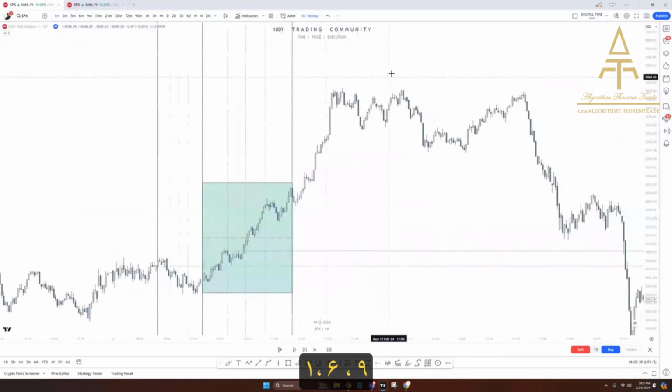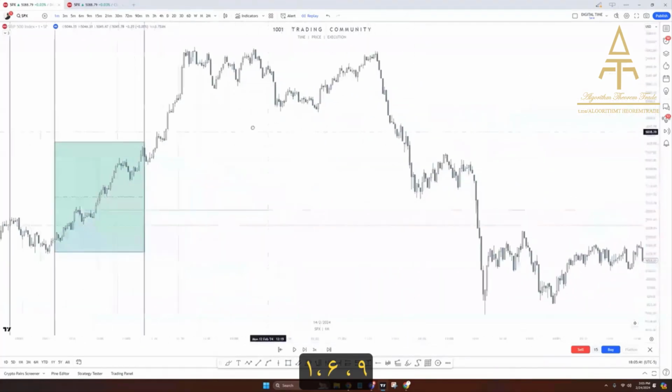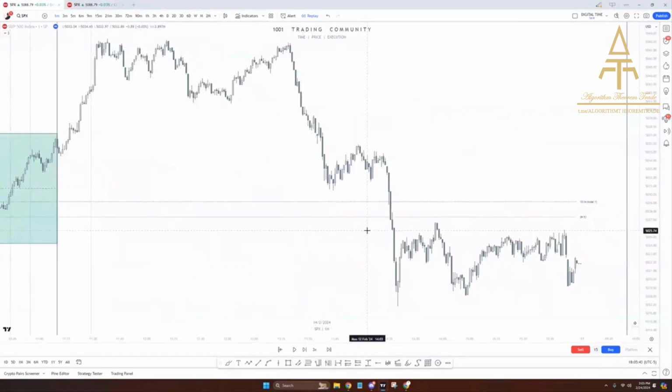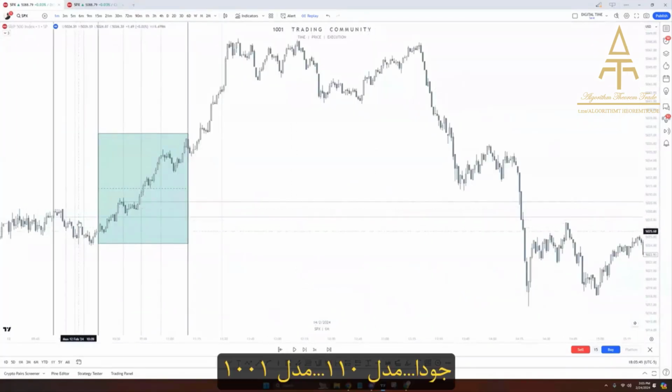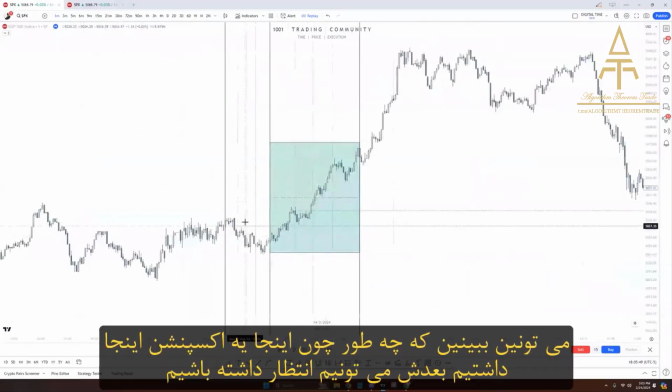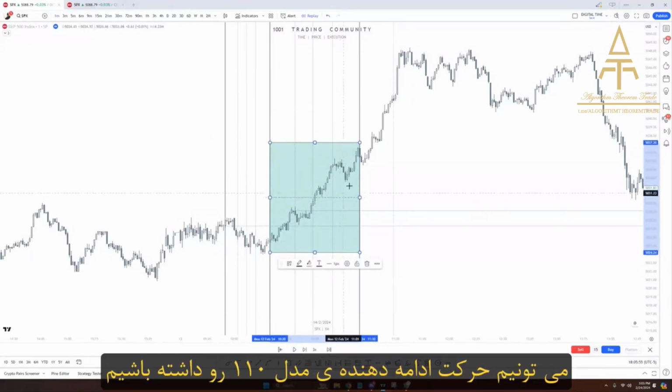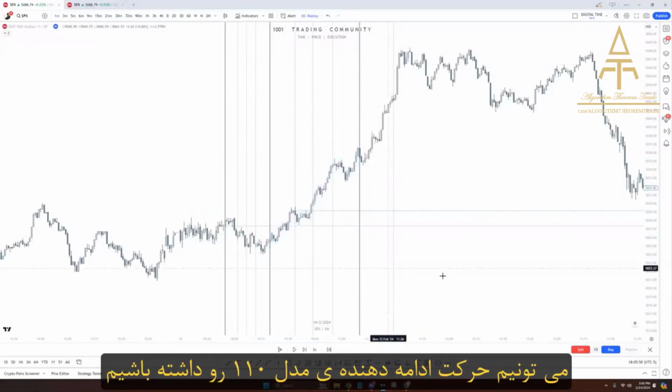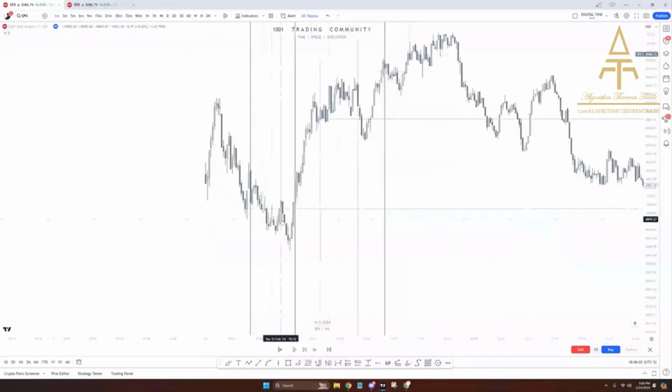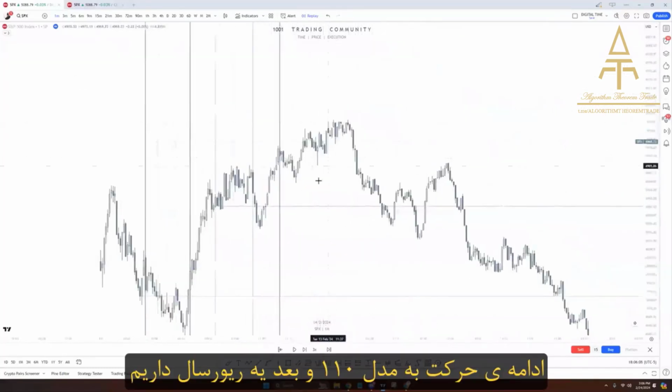Judas, Model 11, Model 10, Model 1001. So you can see how, because there's an expansion here, we're then to expect continuation into a Model 10. Different day, same idea here, expansion, continuation into Model 10, then we get that reversal.